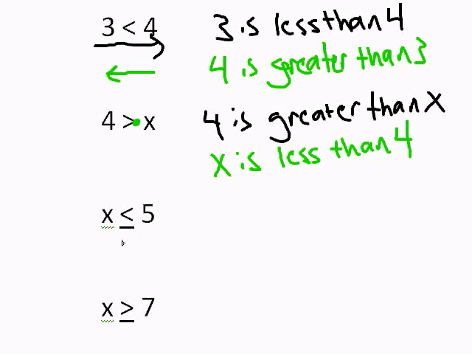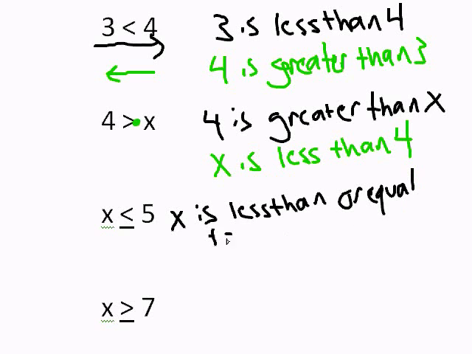Brings us to our next set of symbols, this less than or equal to symbol. That means x can actually be equal to 5. So we can read that one two ways. And this one takes a little longer to write out. From left to right, x is less than or equal to 5. Or you can read it from right to left as 5 is greater than or equal to x.